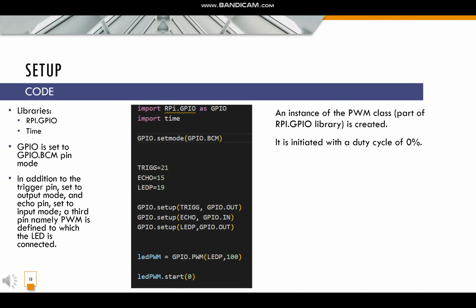The libraries used are RPi.GPIO and time. GPIO is set to GPIO.BOARD pin mode. In addition to the trigger pin, which is set to output mode, and an echo pin, which is set to input mode, a third pin, namely PWM, is defined to which the LED is connected. An instance of the PWM class, which is part of the RPi.GPIO library, is created using the PWM pin defined earlier.